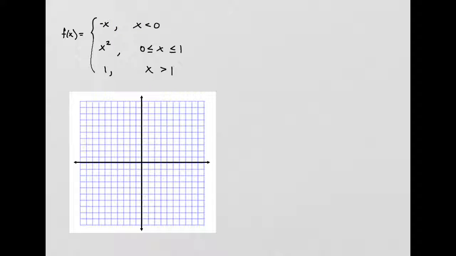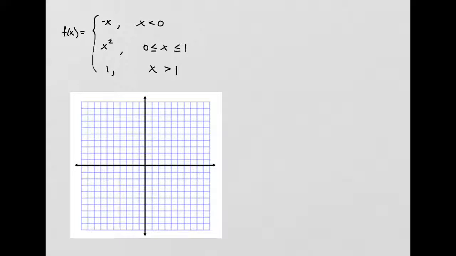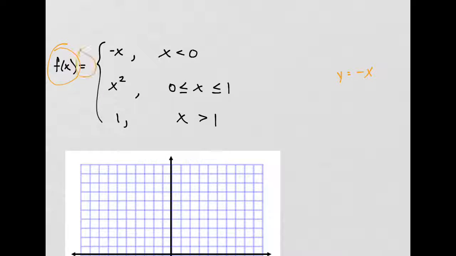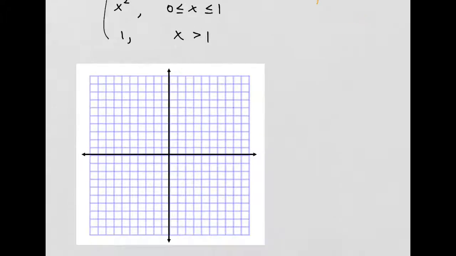You can use a little bit of foresight and not have to draw the whole entire thing, but I'm just going to do that because I think it's easier to explain that way. So this is the same thing as y equals negative x. So I'm going to graph that. It's y equals negative x. So let's graph that.